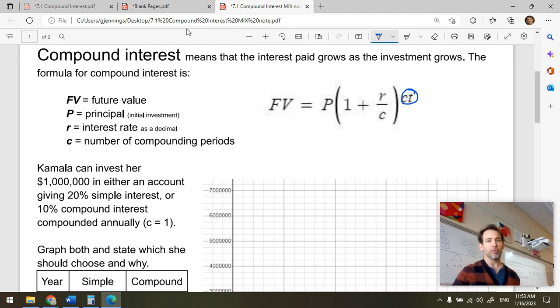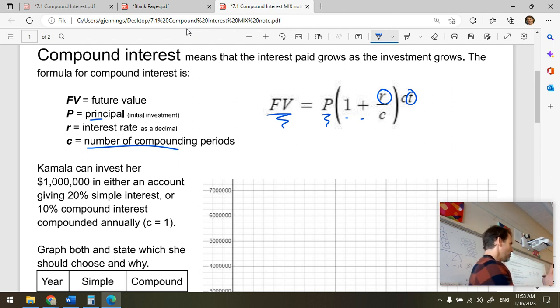So in this formula, the future value of an investment is equal to the initial amount invested, which is the principal here, multiplied by 1 plus the interest rate raised to the power time. And so here is time. And you might be saying, well, what are these C's in the formula? We're going to talk about C's in just a moment.